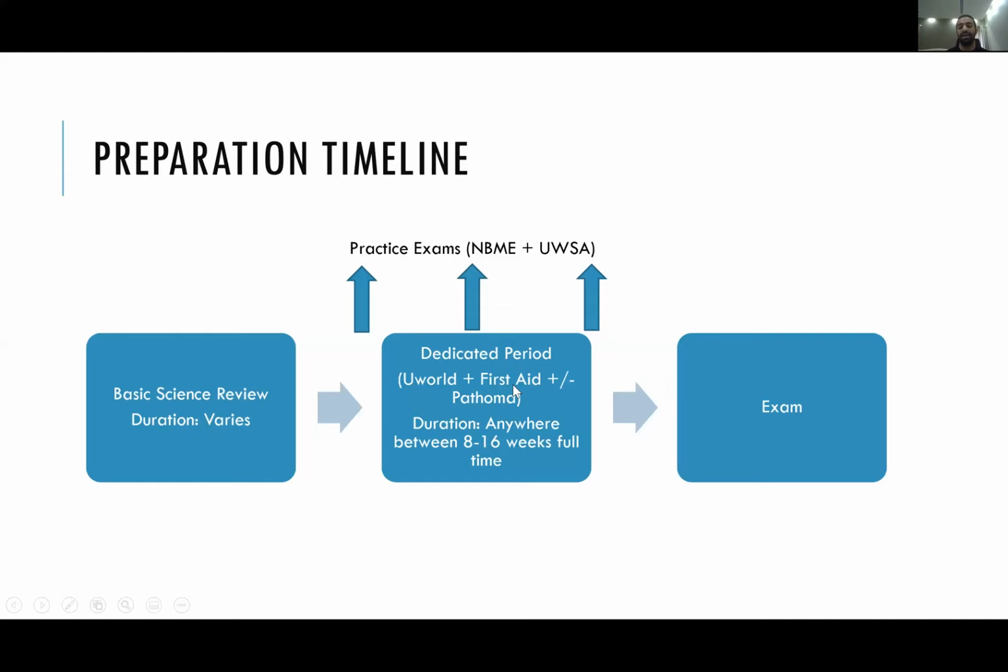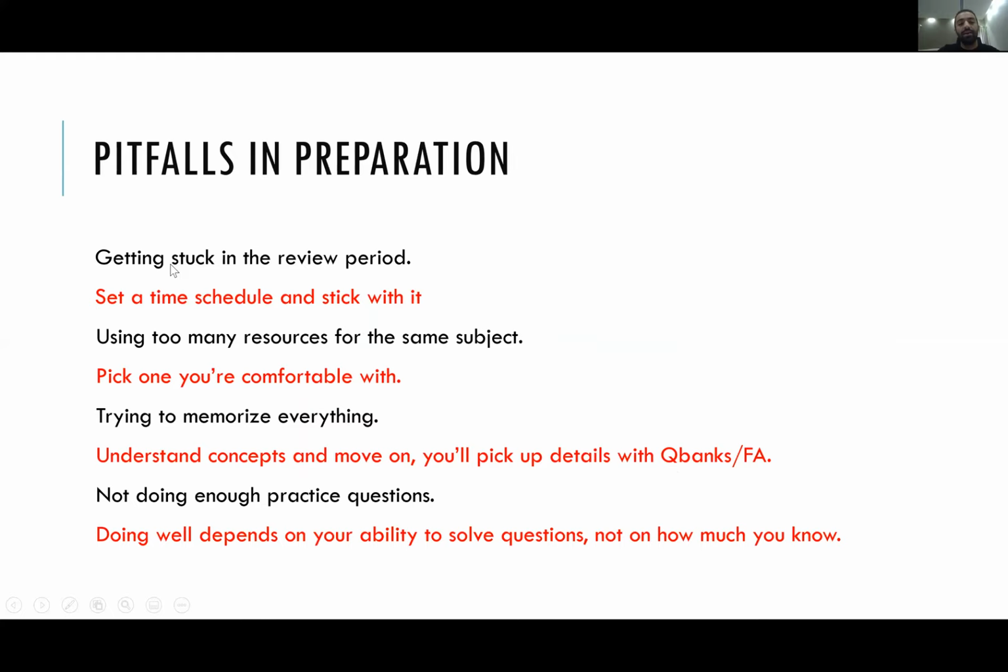So some pitfalls in preparation for Step 1. I'd say the first is getting stuck in the review period. You review microbiology, it slips away, you forgot everything, and you say you'll review again with another resource. Then it slips away again, you don't remember, and you go read videos or whatever. My recommendation is set yourself a schedule, start the process and trust the process. Once you're done, don't go back to the same subject again.